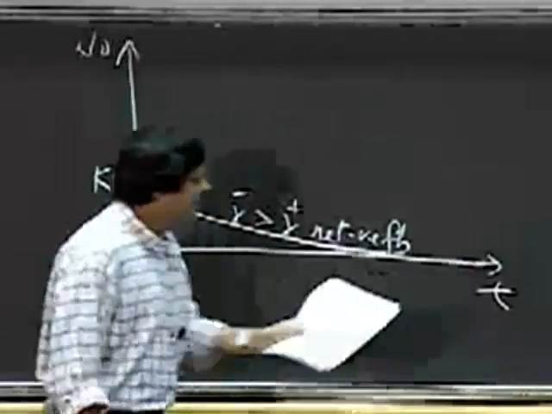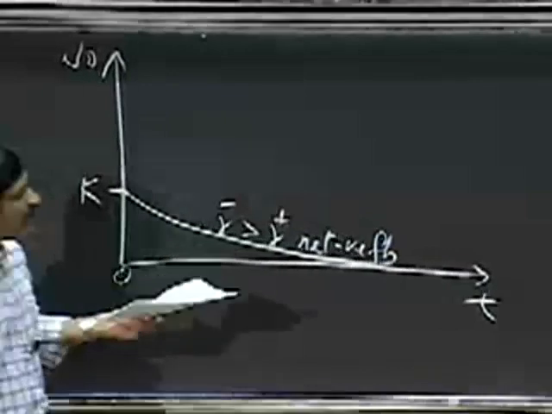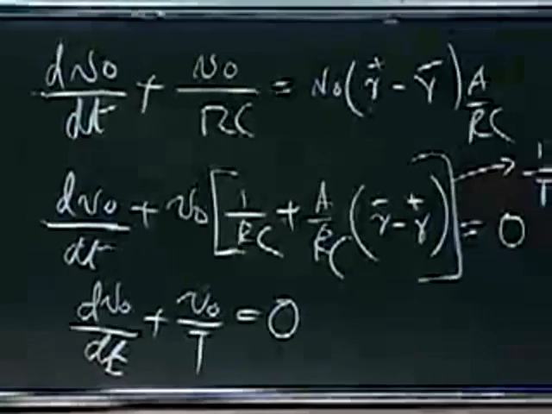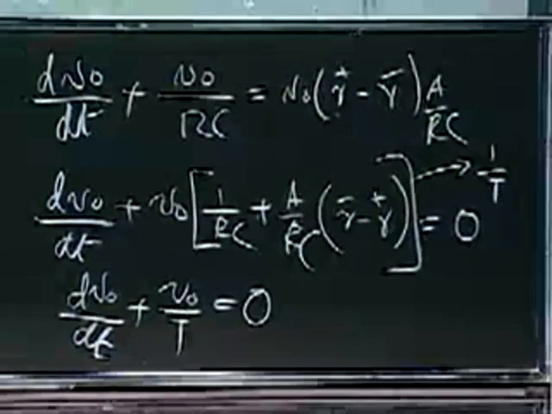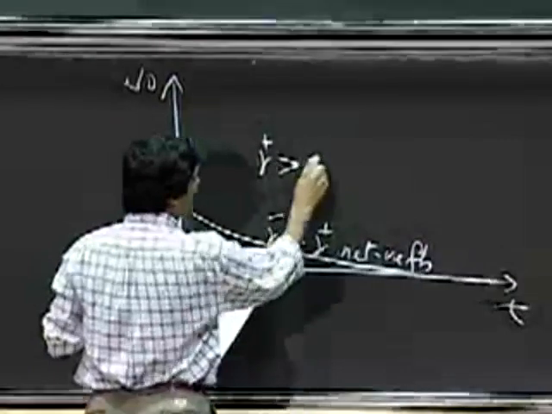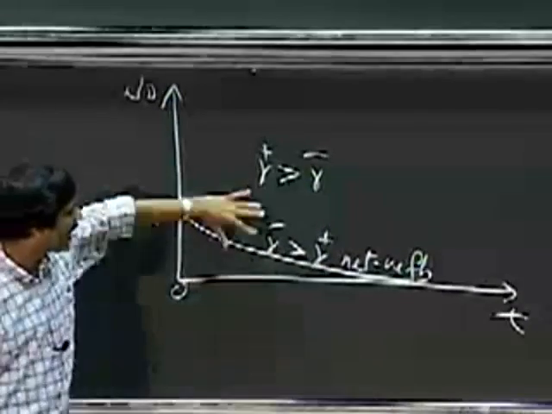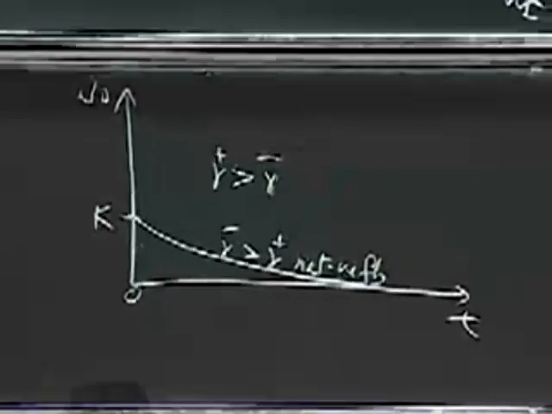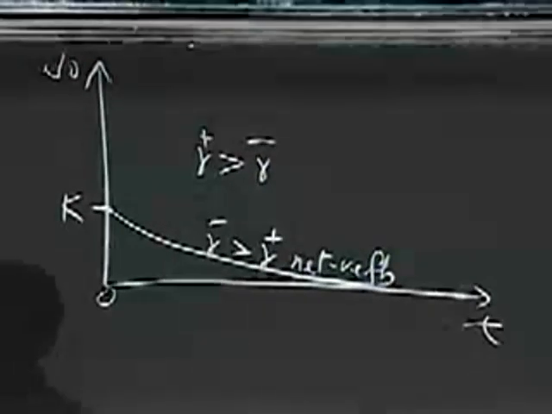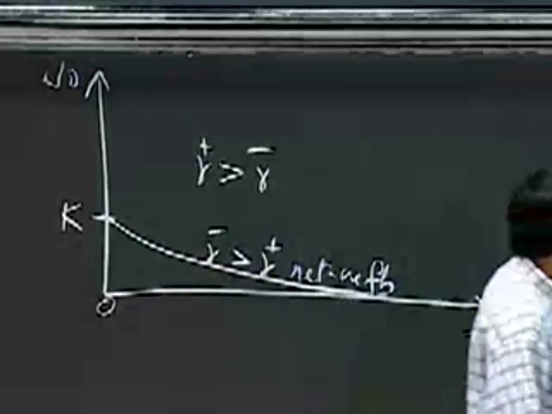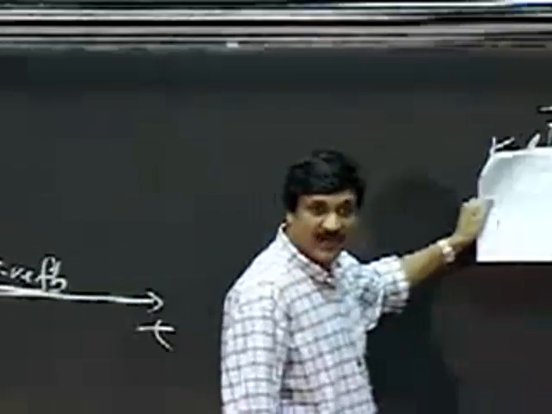So let's take a look at another situation. What happens when the opposite is true? What happens when gamma minus is less than gamma plus? When gamma plus is greater than gamma minus, the opposite is true. This means that I'm feeding back more to the positive input, a bigger proportion goes to the positive than the negative. What happens then is capital T becomes negative.